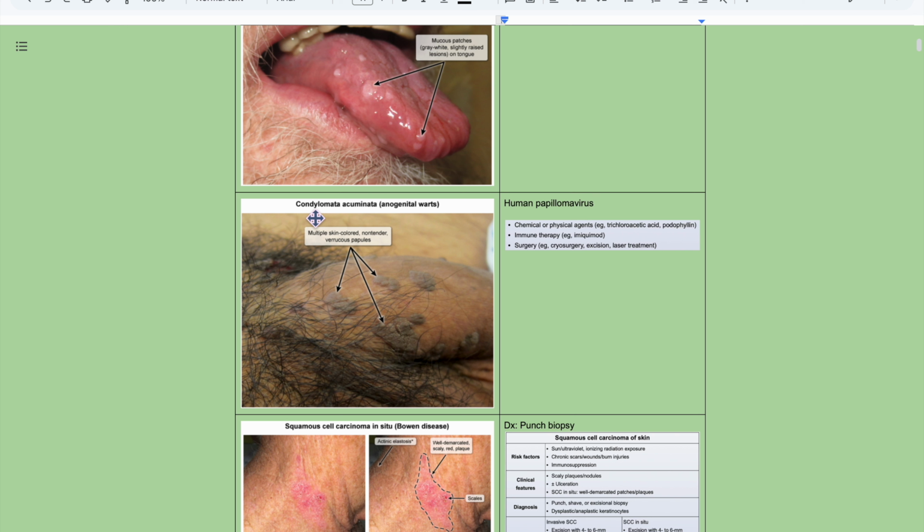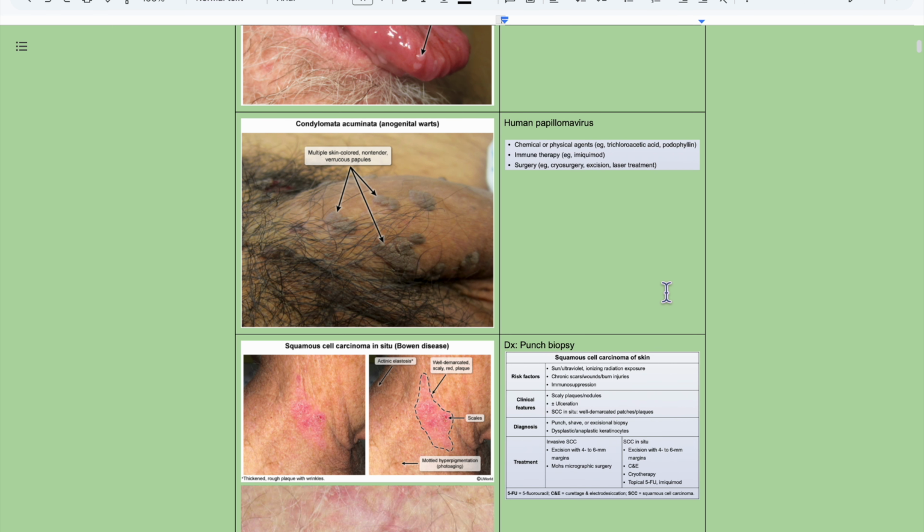Human papillomavirus causes condylomata acuminata, and these are your anogenital warts: multiple skin-colored, non-tender verrucous papules. Treatment includes chemical or physical agents, trichloroacetic acid, podophyllin. Immune therapy, for example imiquimod, and surgery you can do, for example cryosurgery, excision, or laser treatment to treat this.